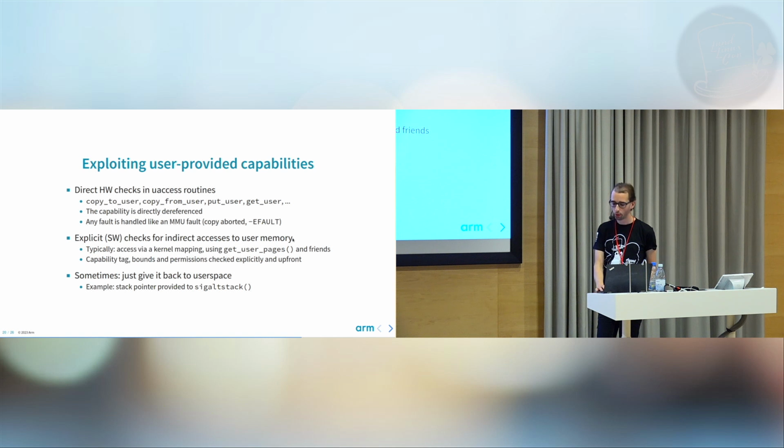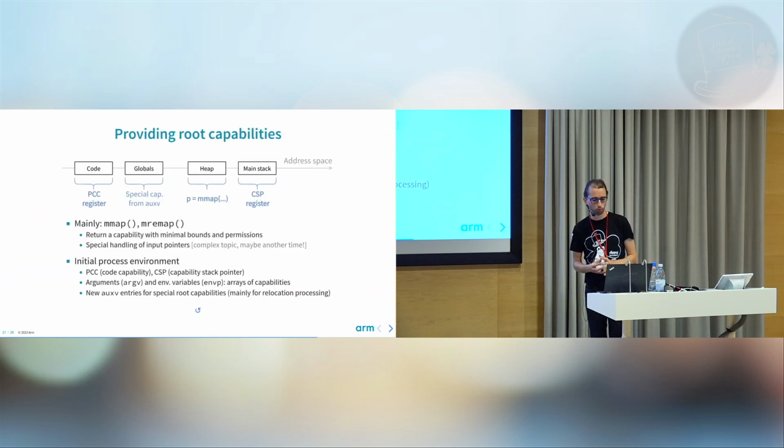So how do we use the capabilities? Well, if we can, we just use them in user access directly. So we just take the capability, dereference it, see what happens. If we get a capability fault, it's like an MMU fault, so we just abort and report -EFAULT probably. Sometimes we have to do explicit checks because user memory is accessed through kernel mappings. That's not as nice, but it's also common. And finally, sometimes we just give back the capability to user space. The user space just passes in a pointer, it wants it back, we give it back. That's the case for sigaltstack, for instance.